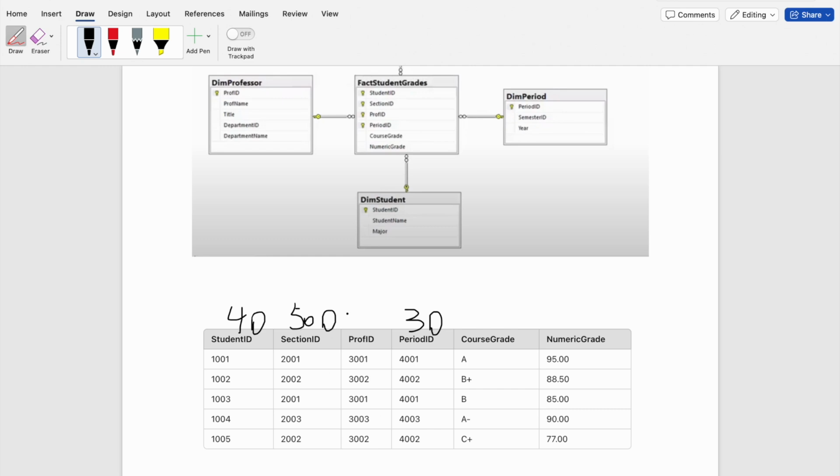So this part we won't use. We can multiply 40 by 500 by 30, and get the result. It's about 600,000 records.